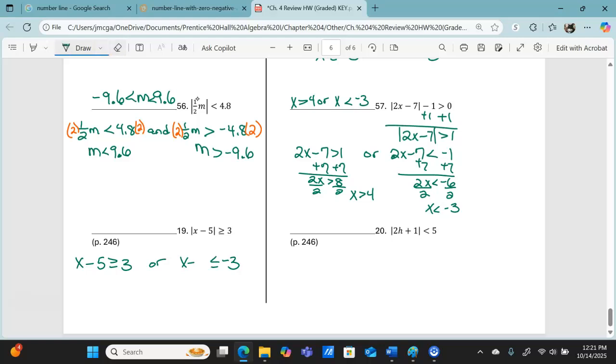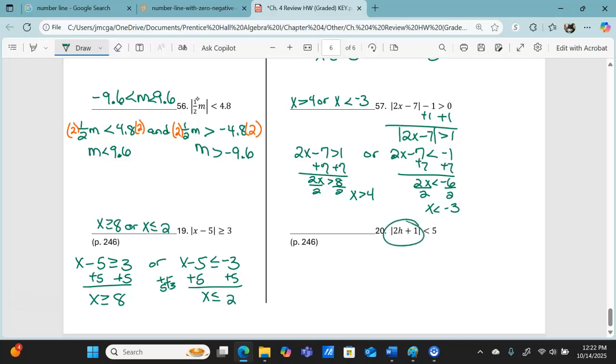I wrote my guts down wrong. Add 5. We get x is greater than or equal to 8. Add 5. The 5 and 3 are opposite signs, so we will find the difference and keep the sign of the larger. And these are connected with an or.